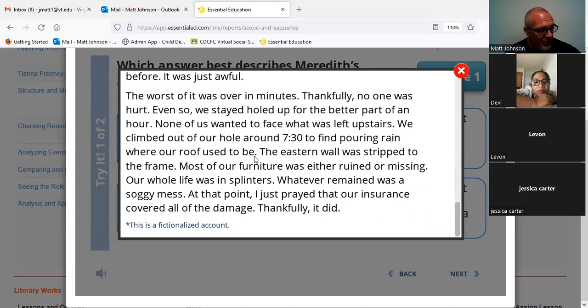So tornadoes are no joke. We get them around here from time to time.